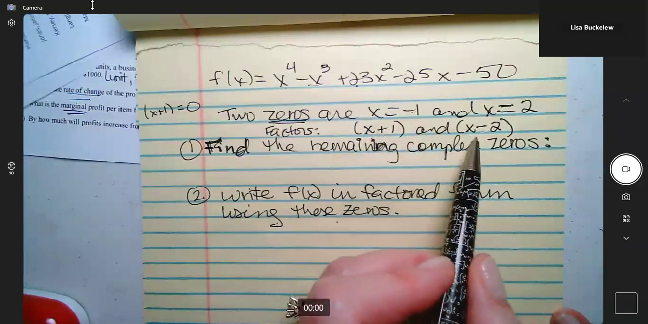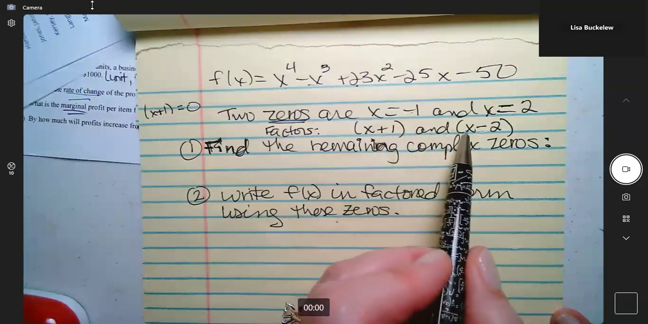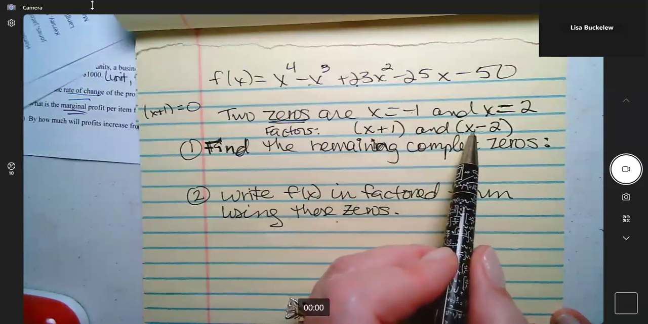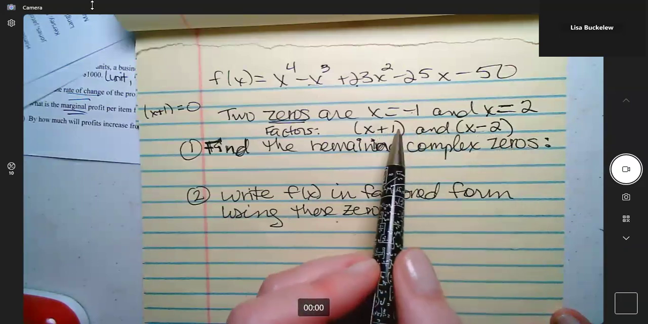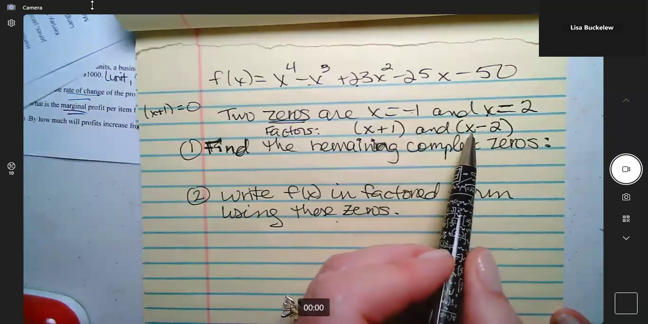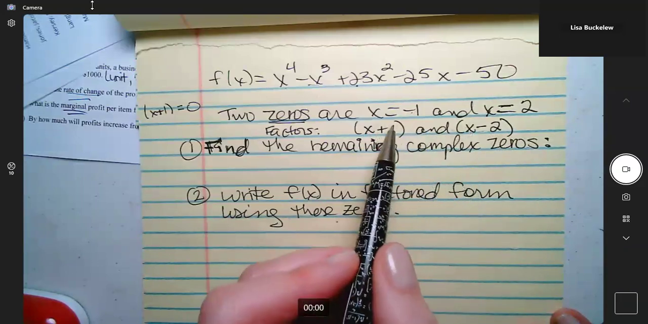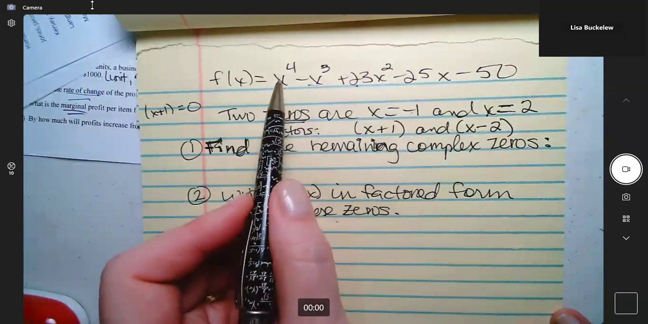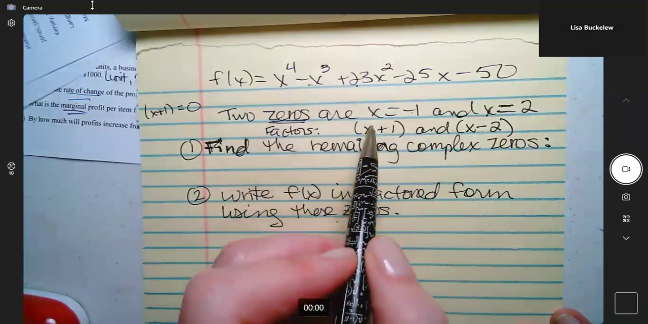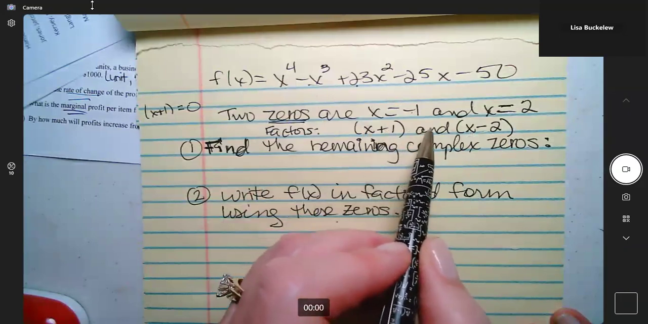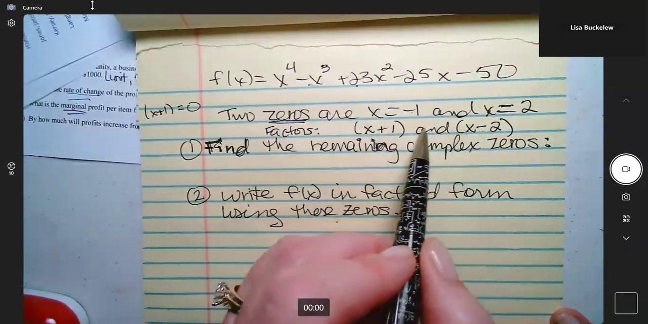So if I multiply these two factors together, that would give me some kind of a quadratic that has x squared plus or minus, I don't know. We're going to figure it out in a minute. And that would be two of the four factors that we're looking for from this one. So let's first of all multiply it together and see what larger factor that can produce.